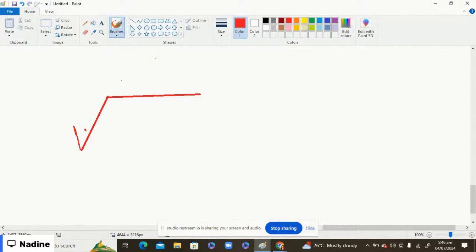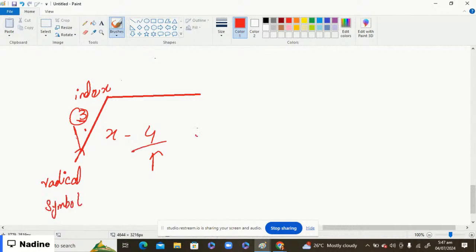If you have a number written here and there is a power 3, what is this 3? This 3 is called your index. This is your radical symbol, and these are basically the radicand. Understand that? This is basically the index, and this one is your radical symbol, and this is your radicand.